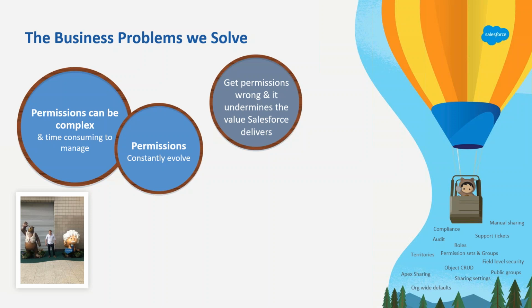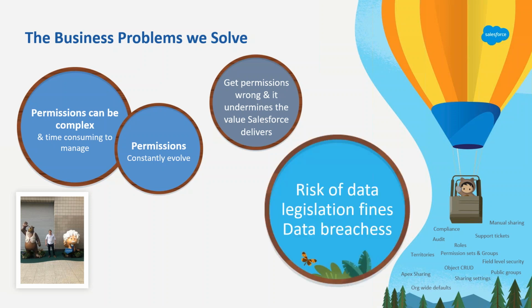So, for example, you could be delivering the coolest new functionality to your salespeople, but if the sales director has wrong numbers in their pipeline because they haven't got access to the right records because of the permission setup, it can really undermine the value that you're delivering and damage the reputation of the project. And then on top of that, we've got the elephant in the room, which is really the risk of data legislation fines and data breaches.